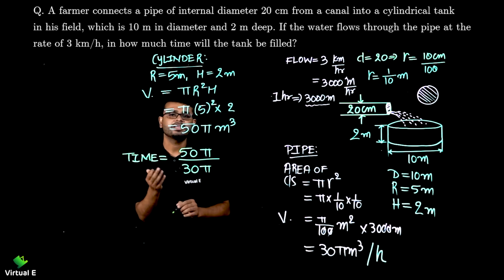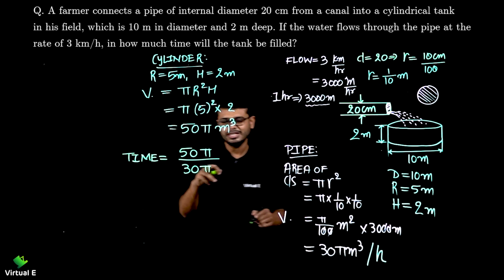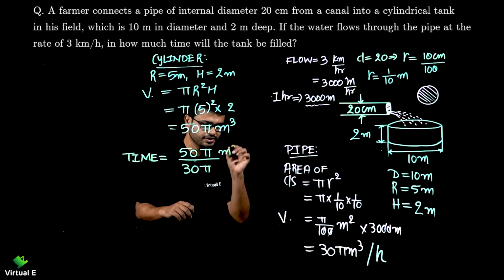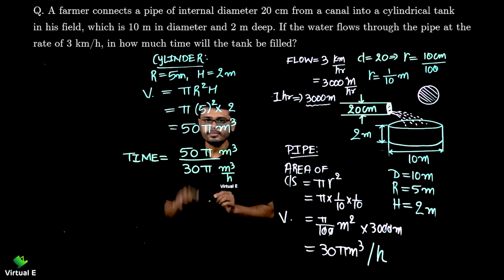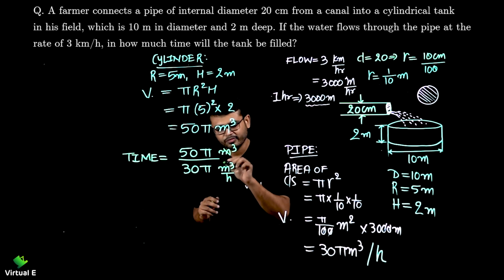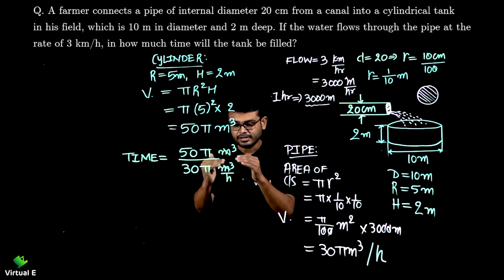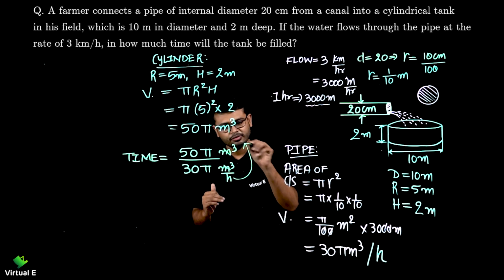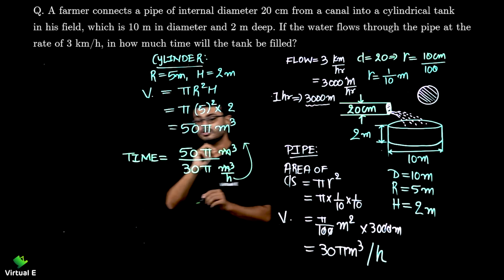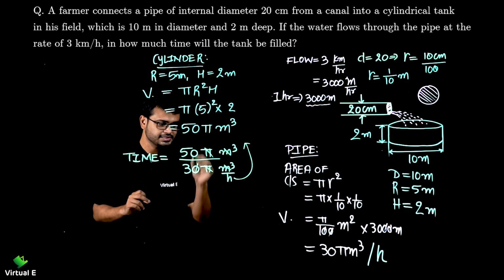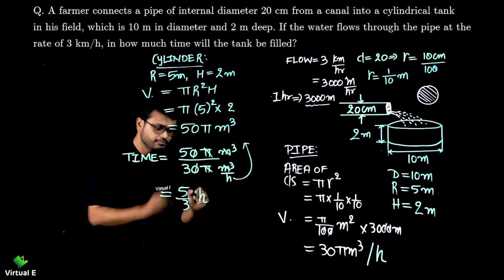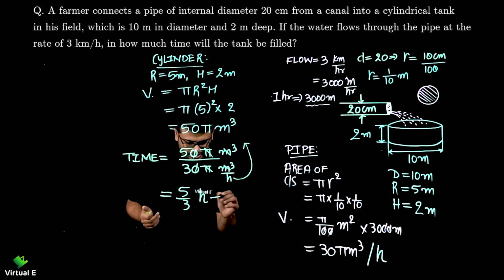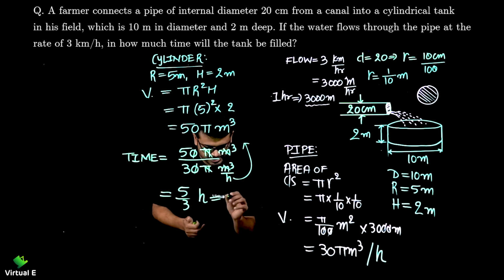Now you must be thinking, why am I getting hours here? So let's write the units here. Meter cube, and here meter cube per hour. This meter cube and meter cube will get cancelled. This denominator will go into the numerator. So you will get the time in terms of hours. So pi cancels, 0 0 cancel. So 5/3 hour. Now you can write it as a mixed fraction, that is 1 and 2/3 hour.